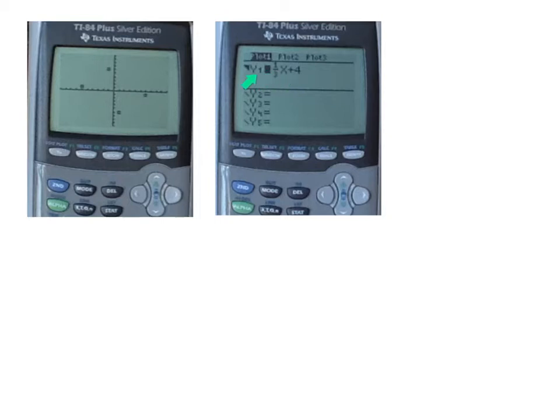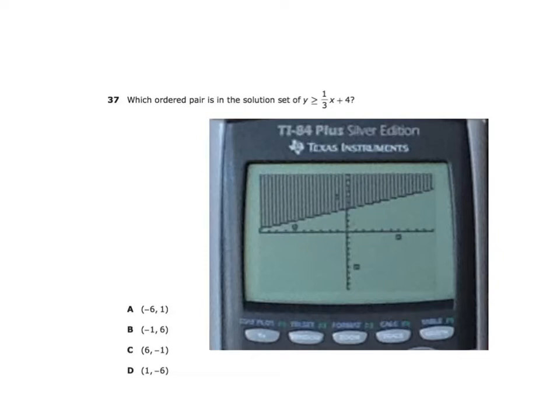And this time, when I press the graph key, it's going to show me my points and show me my shaded line. I'm going to get both. So now it's very easy and clear to see that this point is the only solution.